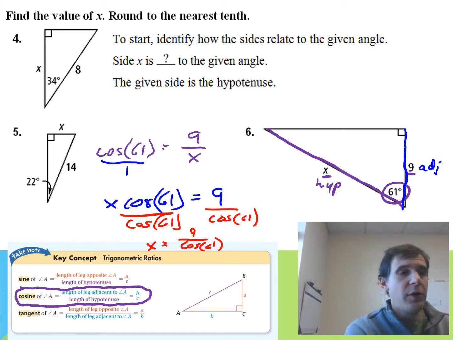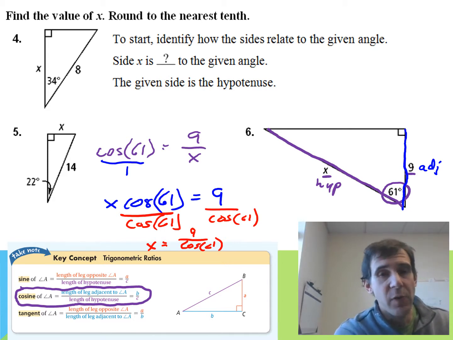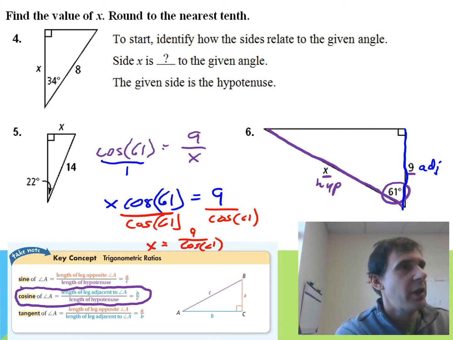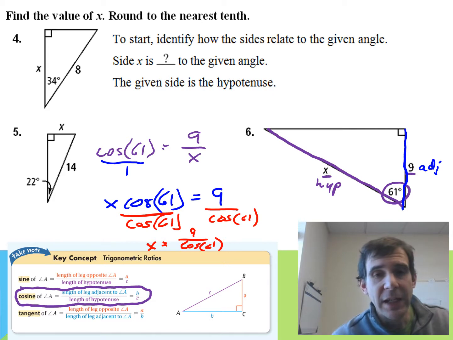Okay, so you can do this either way. Use your calculator right from the get-go, or you can find the cosine of 61 and then divide that into 9. Either way you want to do it, okay? Make sure if you do it all in one fell swoop that you know how to use parentheses correctly, or you might end up with the wrong answer. So we've got 9 divided by, in parentheses, 61, the cosine of that, close parentheses, hit equals, and I get 18.56. Okay, rounded to the nearest tenth, that's going to be 18.6.